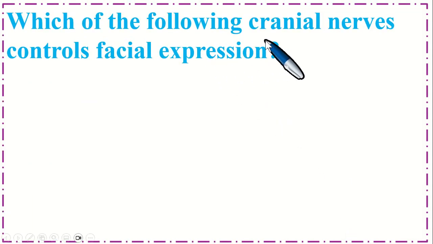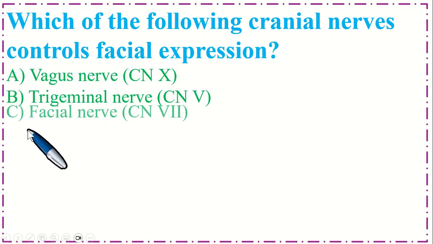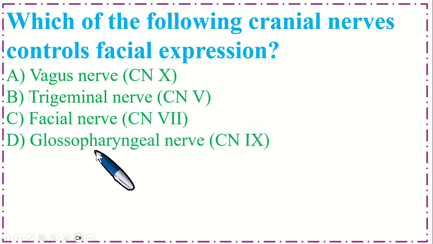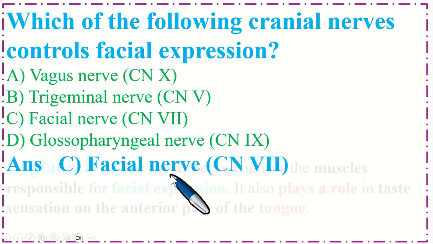Which of the following cranial nerves controls facial expression? Option A, vagus nerve. B, trigeminal nerve. C, facial nerve. And option D, glossopharyngeal nerve. So the correct option is C, facial nerve.